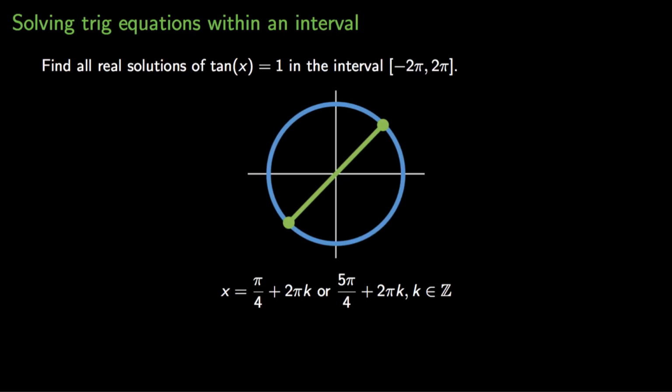Now, I want you to notice something. If we were to start here and take a walk around the unit circle in the positive direction, I would bump into a new solution every half a cycle around. Every time I go forward pi radians, I hit a new solution. And so we have pi over 4, 5 pi over 4, 9 pi over 4.